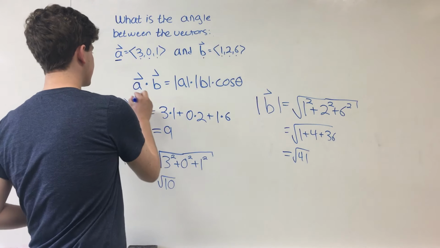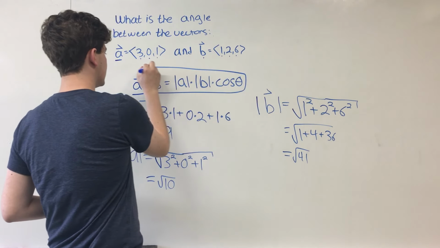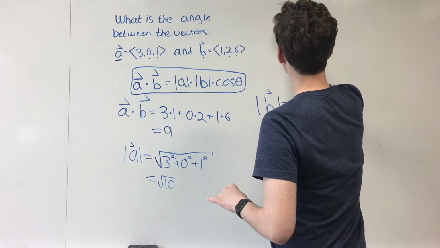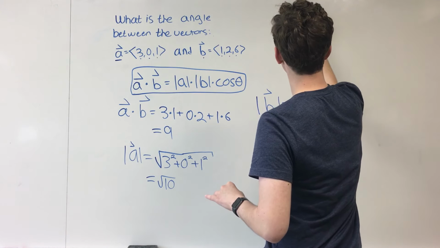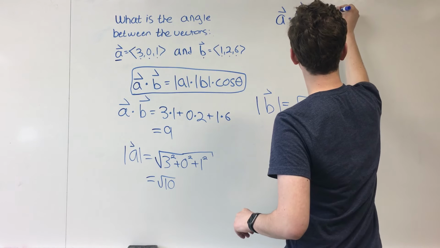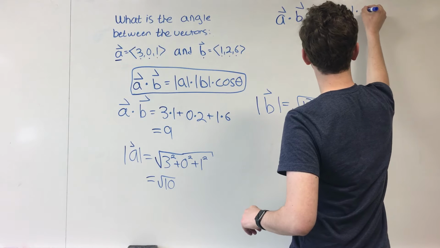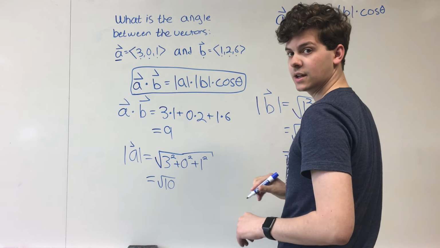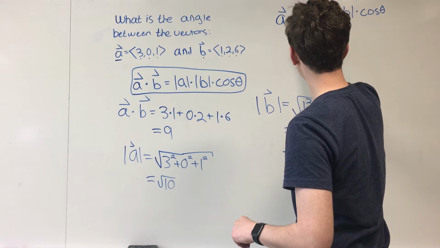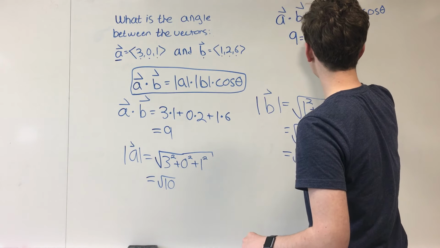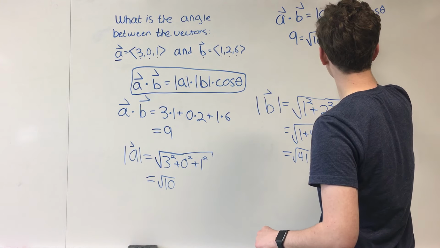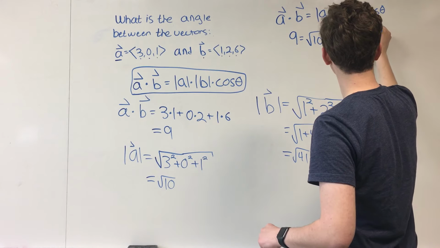And so let's come back to this equation right here. Let me write it again up here. A dot B equals magnitude of A times magnitude of B times cosine of theta. And we know A dot B is 9, so we can say 9 equals the square root of 10 times the square root of 41 times cosine theta.